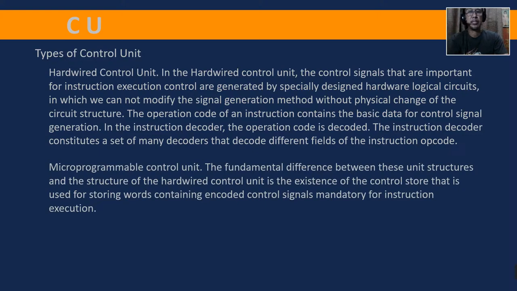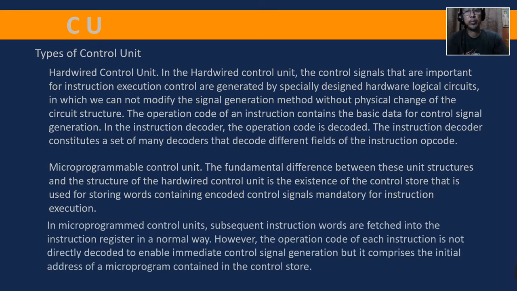The second is the microprogrammable control unit. The fundamental difference between these unit structures and the structure of the hardwired control unit is the existence of the control store that is used for storing words containing encoded control signals mandatory for instruction execution.